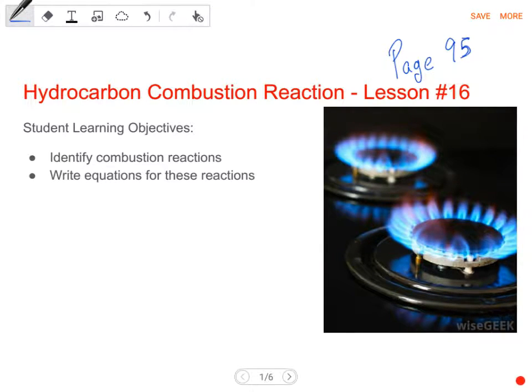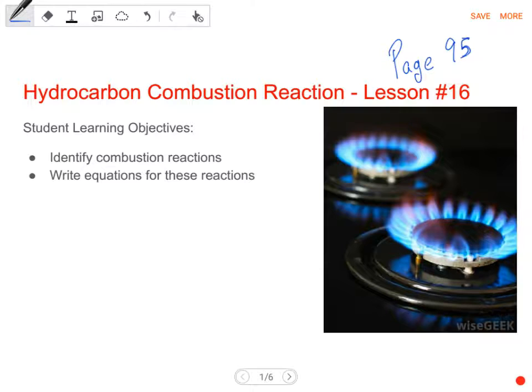Okay, now we're going to move on to our last type of reaction that we need to cover in this Chemistry 10 course. It's called hydrocarbon combustion. The learning objectives are to identify what these reactions look like and be able to write them properly.